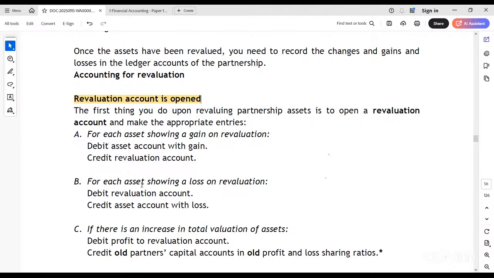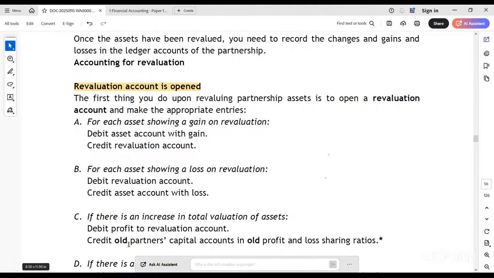But if there's an increase in the total value of assets, you debit the profit to the revaluation account, and then you credit the old partners' capital accounts in their old profit and loss sharing ratios. So whenever there is revaluation of assets and we have a profit or a loss, that profit or loss is shared by all.